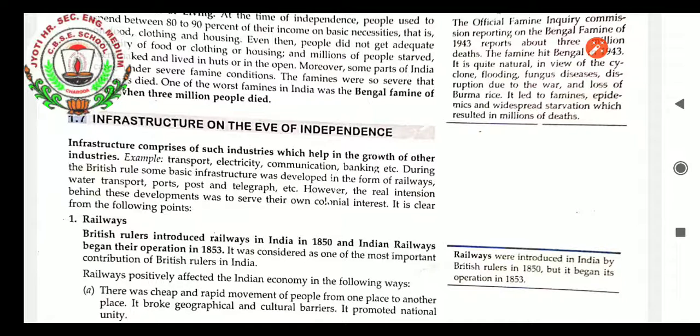During the British rule, some basic infrastructure was developed in the form of railways, water transport, ports, post and telegraph, etc. However, the real intention behind this development was to serve their own colonial interests. It is clear from the following points.